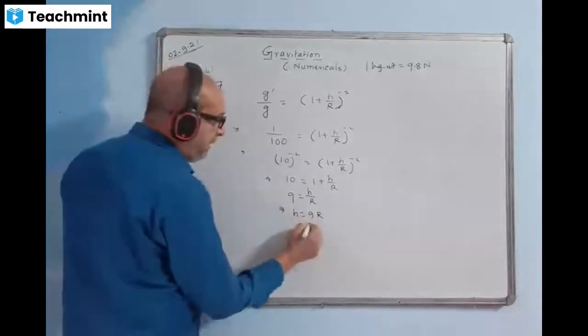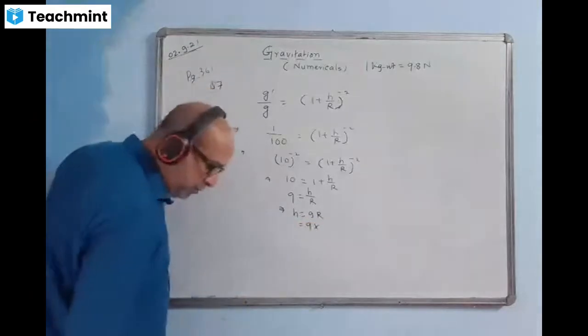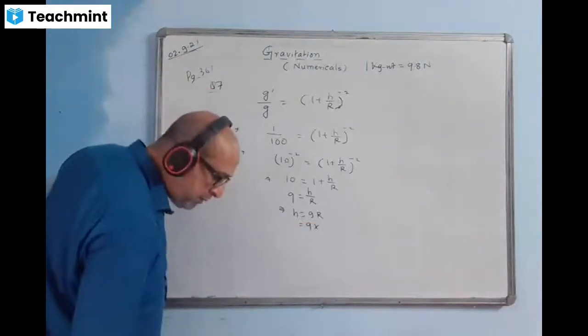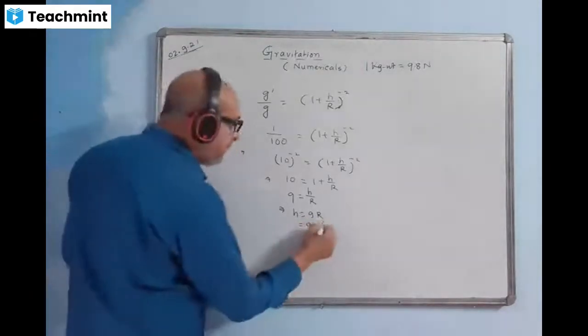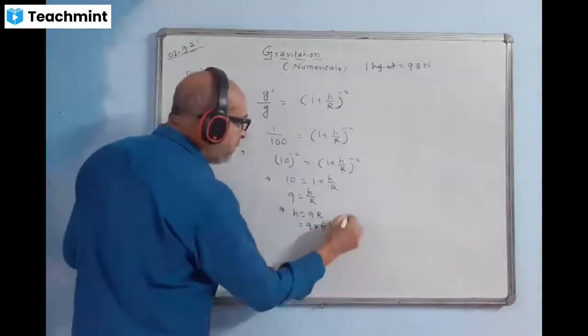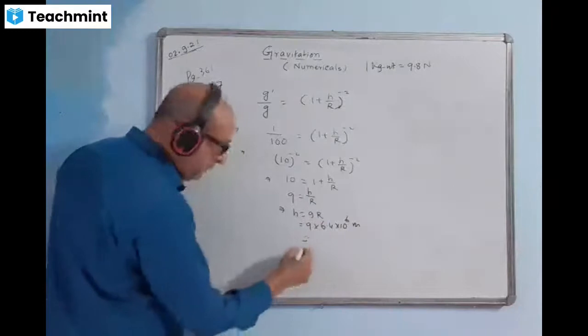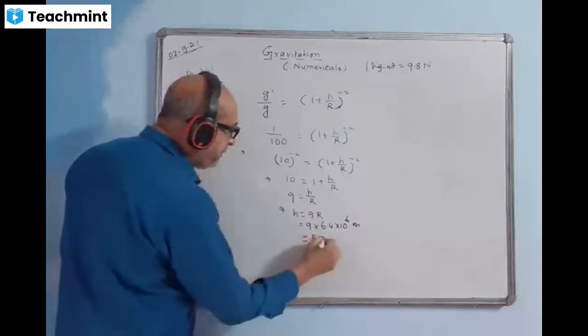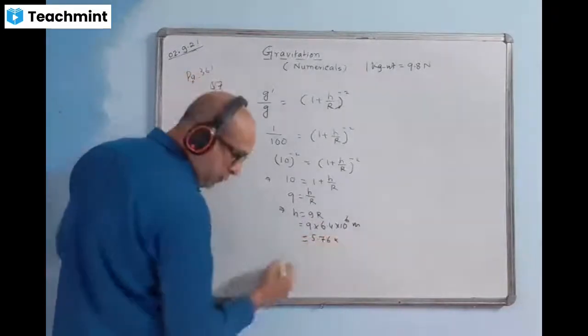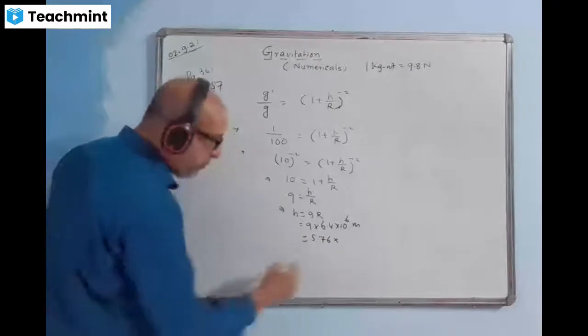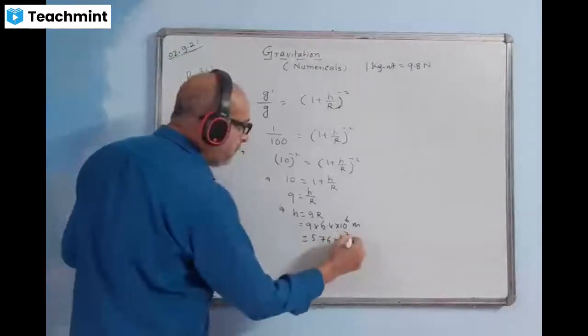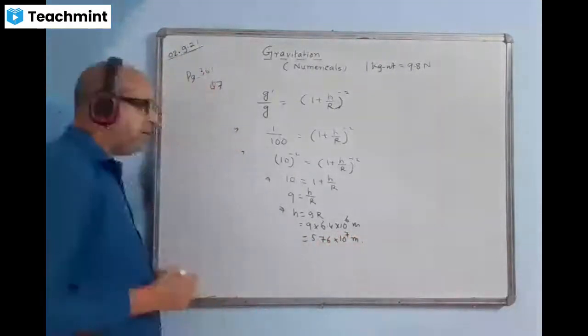Then 9 and the radius of the Earth is given in the question. How much is the radius of the Earth given in the question? 6.4 into 10 to the power of 6 meters. Let us multiply it, the answer will come: 5.76 into 10 to the power of 7. You can verify this answer.